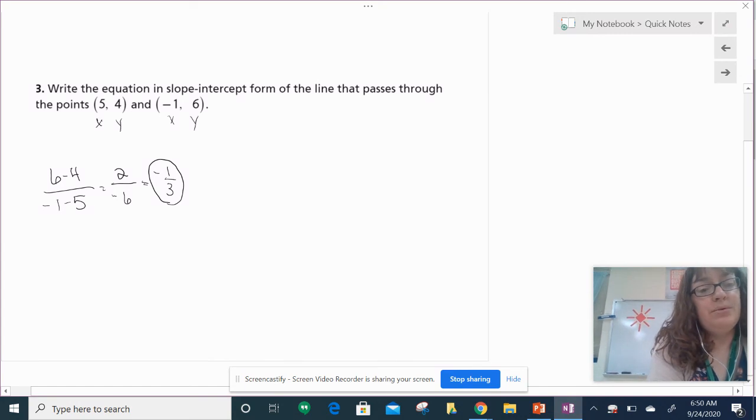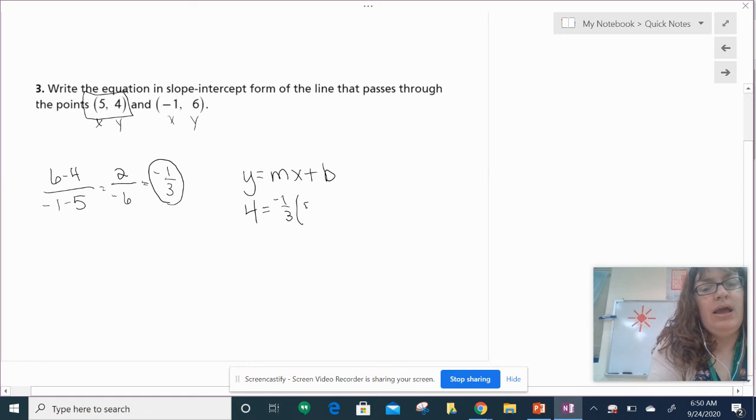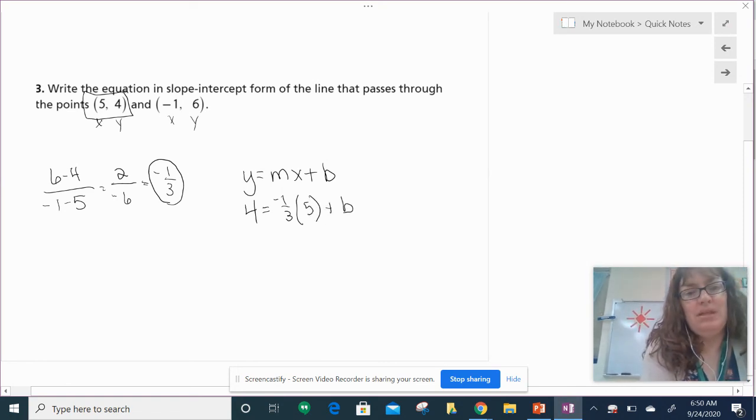So there's my slope. And now I'm going to choose one of my 2 points. Again, it makes no difference what point you choose. However, I like to stay positive if possible, so I'm going to choose the 5, 4, and then I'm going to plug those values into my equation y equals mx plus b. So I'm plugging the y value of 4 into the y position, the slope of -1/3 into the m or slope position, and the 5 into the x position. I don't know b, so I'm leaving that one as a variable.